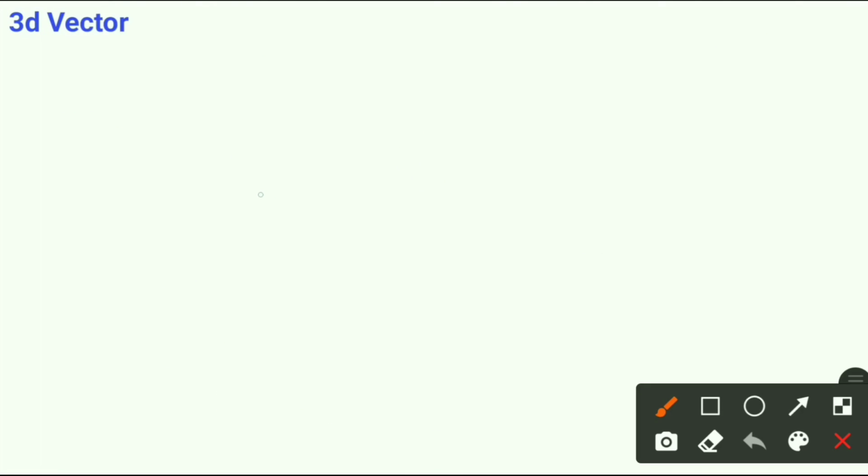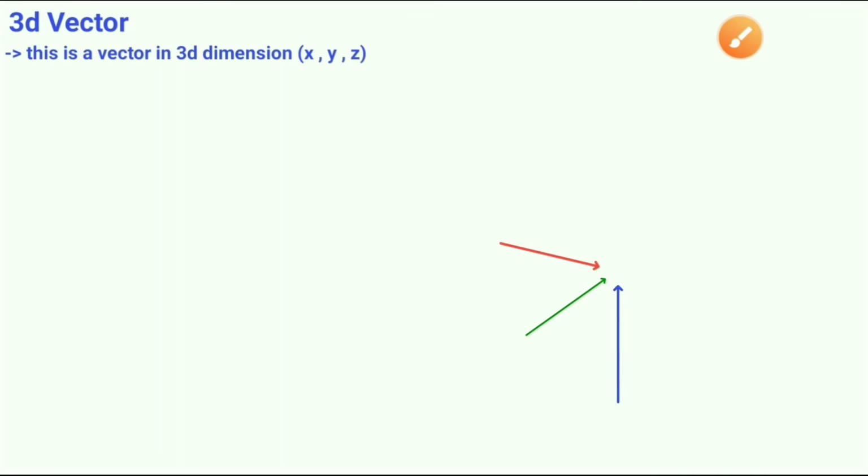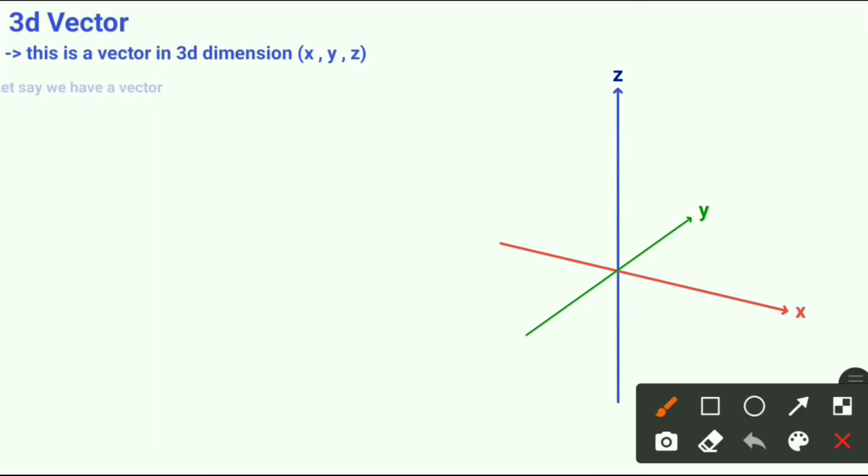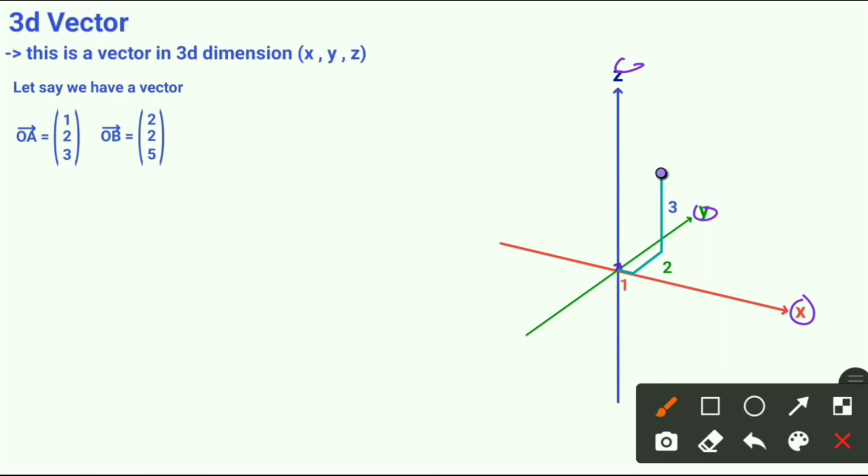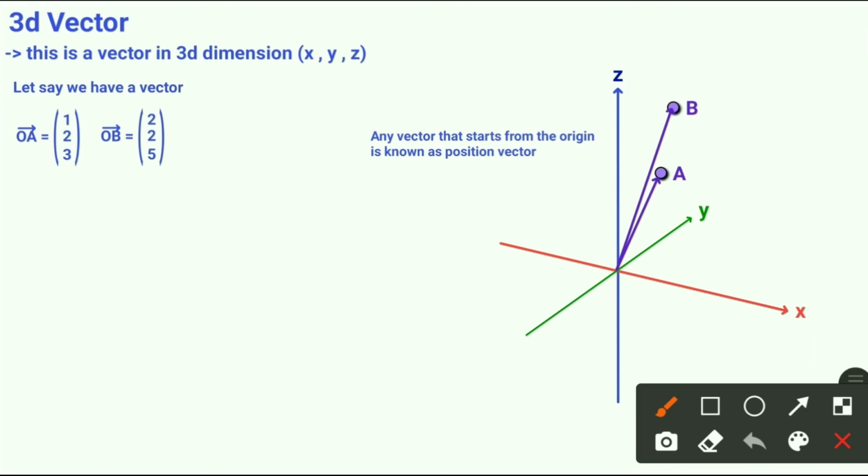And now we are moving on to vectors in 3D. Okay, so now we are going to start 3D vectors. This is the last topic of A-level Math B3. Let's begin. This is the vector in 3 dimensions: x, y, z, x-axis, y-axis, z-axis. Let's say we have the vectors OA and OB. This is OA and this is OB in here. So we have these x, y, and z coordinates.